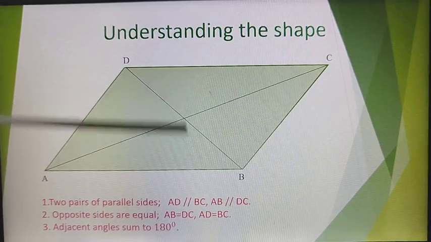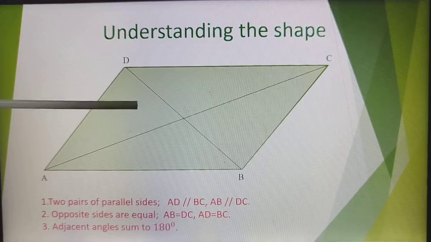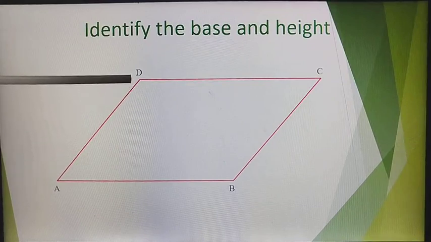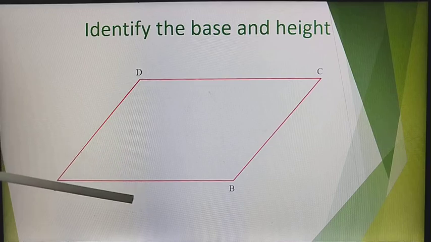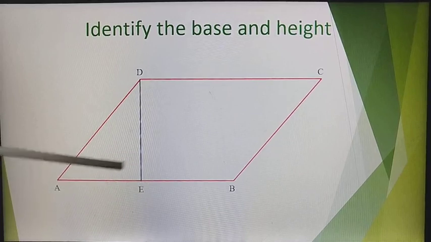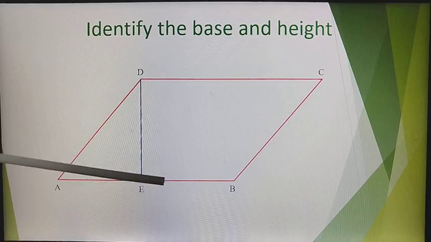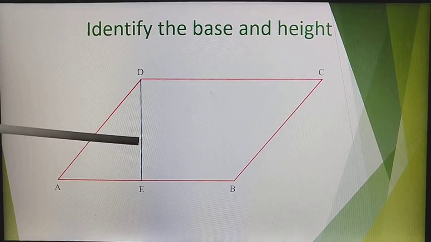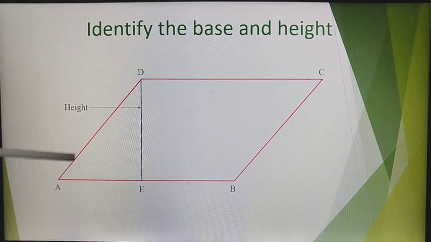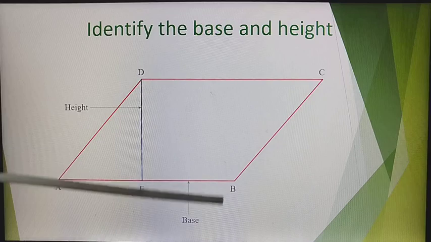Okay, so now let us identify the height and the base of our parallelogram. So when I draw a perpendicular line from point D to meet line AB at point E, as you can see, there is a line. This line is perpendicular to line AB, and it is a right angle. So this is the height of my parallelogram, and line AB is the base of the parallelogram.